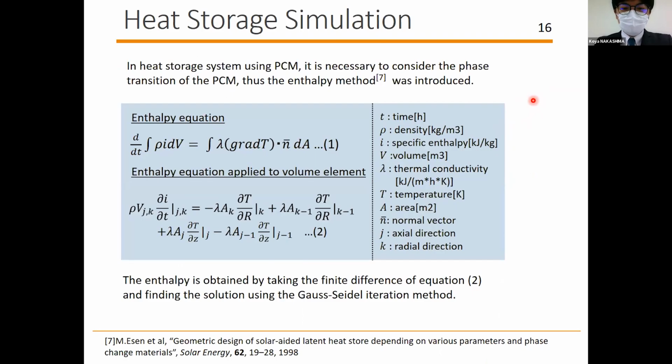Since PCM involves a phase transition, the phase transition of the material must be considered when performing the simulation. Such a problem is known as the Stefan problem, and in this case, we use the enthalpy method, which is often used as a solution method. In the enthalpy method, the enthalpy conservation equation shown here is applied to a volume element and finite differences of the equation are taken. Then, the enthalpy is obtained by finding the solution using the Gauss-Seidel iteration method.